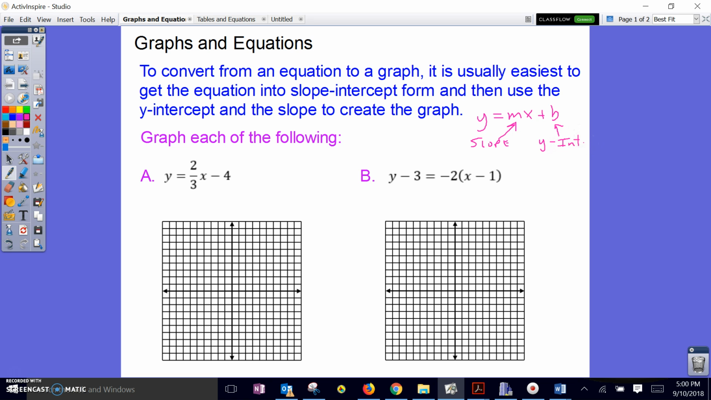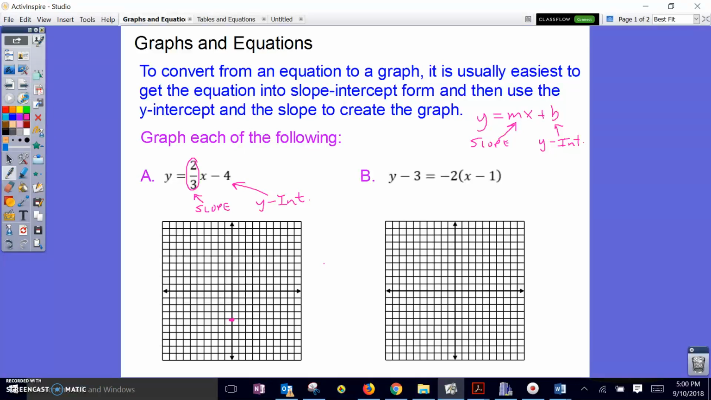So in part A, we have an equation already in slope-intercept form, and so we can identify from this that the slope is 2/3, and the y-intercept is -4. So we always plot the y-intercept first. It's where the graph crosses the y-axis, so we'll go down to -4 on the y-axis and plot a point. And now from that point, we want to use the slope to generate additional points.